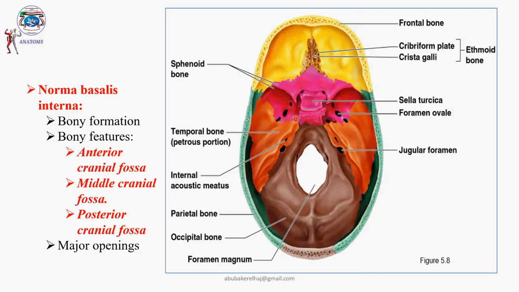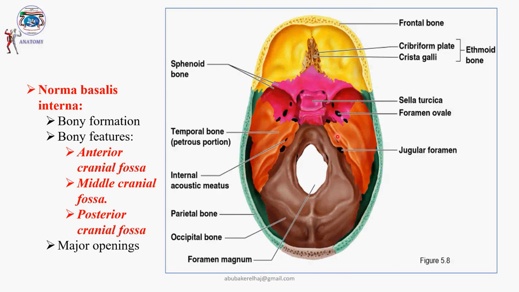Okay, this is the foramen lacerum, and the foramen lacerum exists for the internal carotid artery. The internal carotid artery forms a little bit of a groove in this area, which is called the groove for the internal carotid artery, and then pierces to supply the brain.